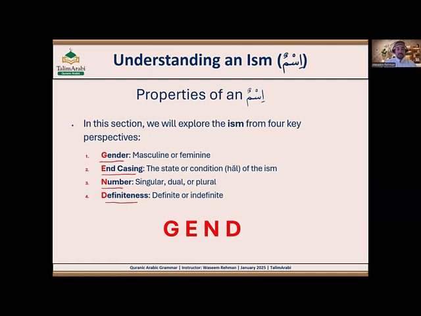And just to remember it, we can make an abbreviation like GEND, G-E-N-D. G for gender, E for end casing or hal, N for number, and D for definiteness.